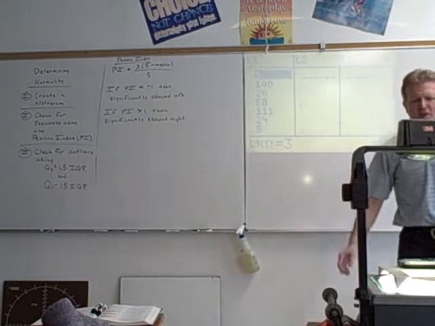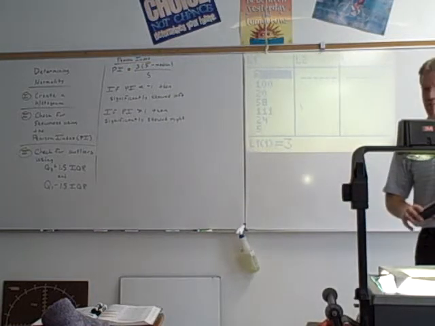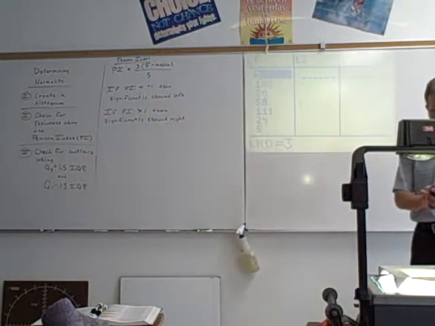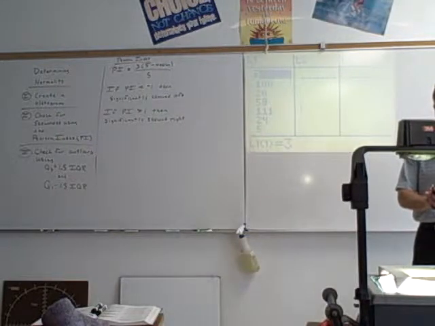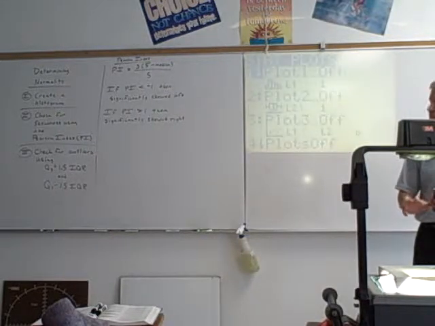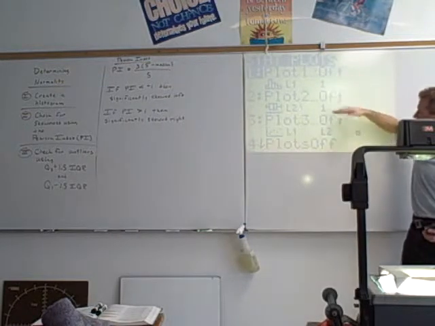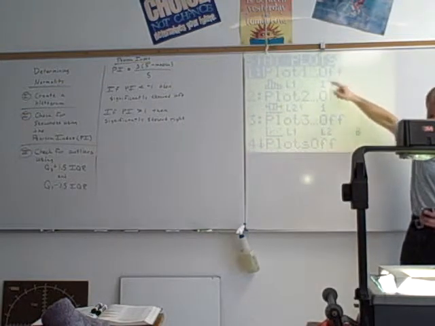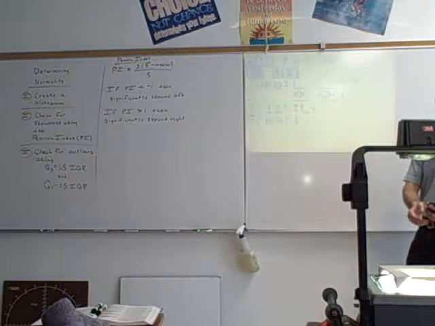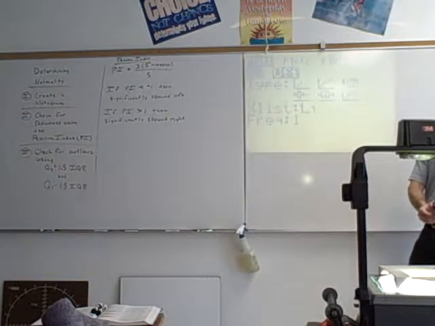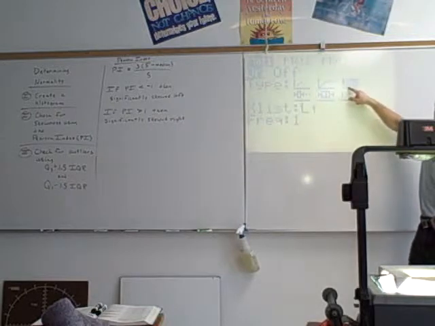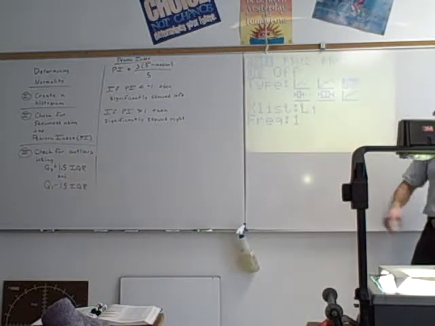That's our question. So what we're going to do is create a histogram. To do that, you push second y equals, which is stat plot on the TI-84 Plus. Right now you can see all my plots are turned off. I want to turn this first plot on, so I push enter. Push enter again to turn it on. I go down and I make sure this histogram is highlighted. I push enter to make sure that's highlighted.